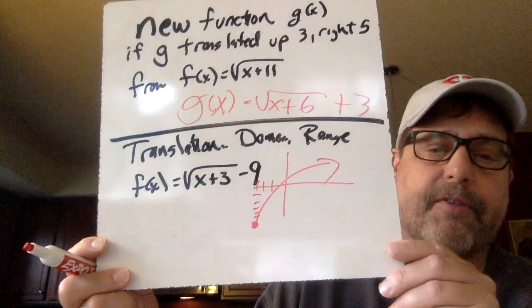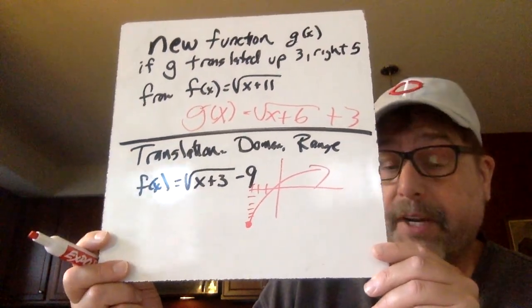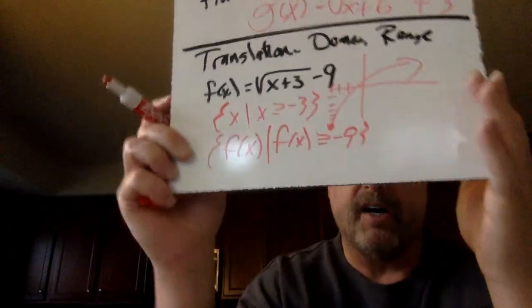Our translation on this one here, we are going to the left 3, and we are going down 9. We go left 3, down 9. Your domain will start at -3 and get bigger. Your range will start at -9 and get bigger. So your domain is x such that x is greater than or equal to -3. Your range is f of x such that f of x is greater than or equal to -9.